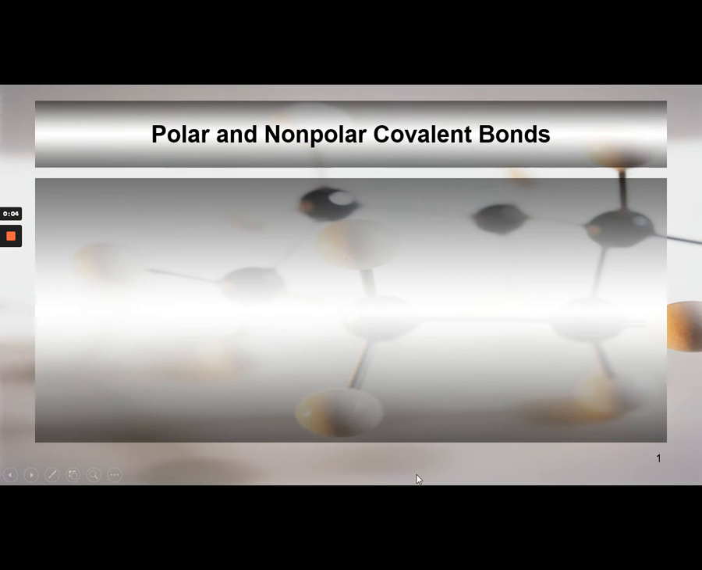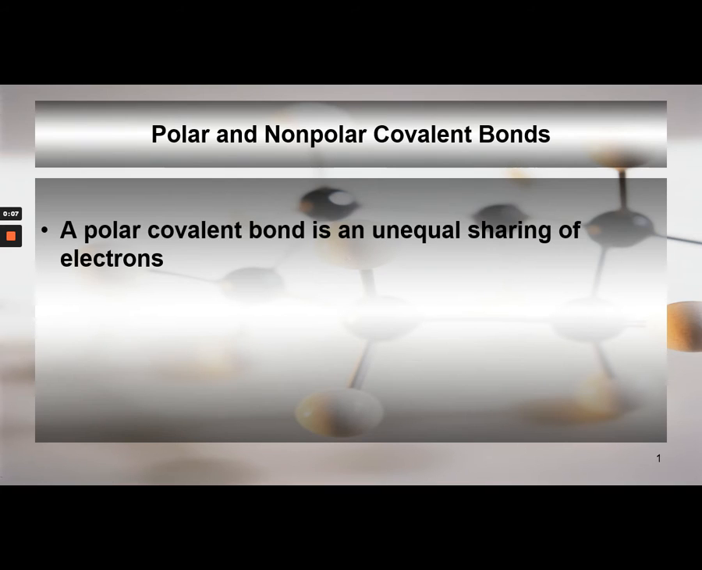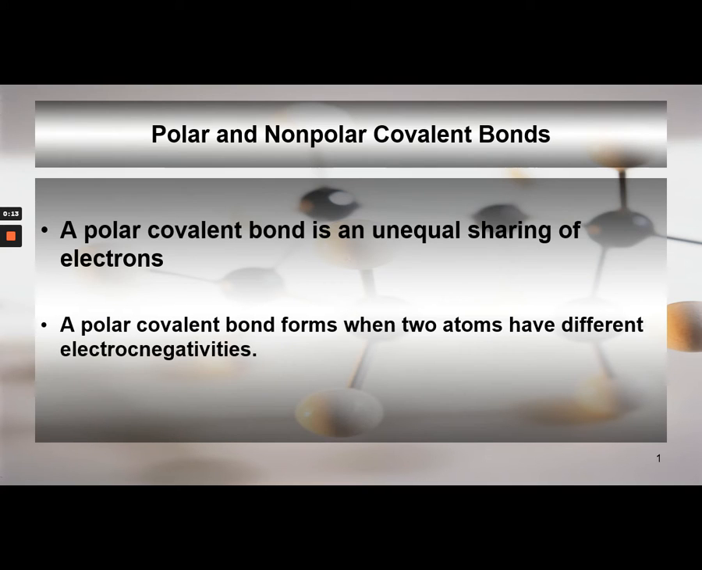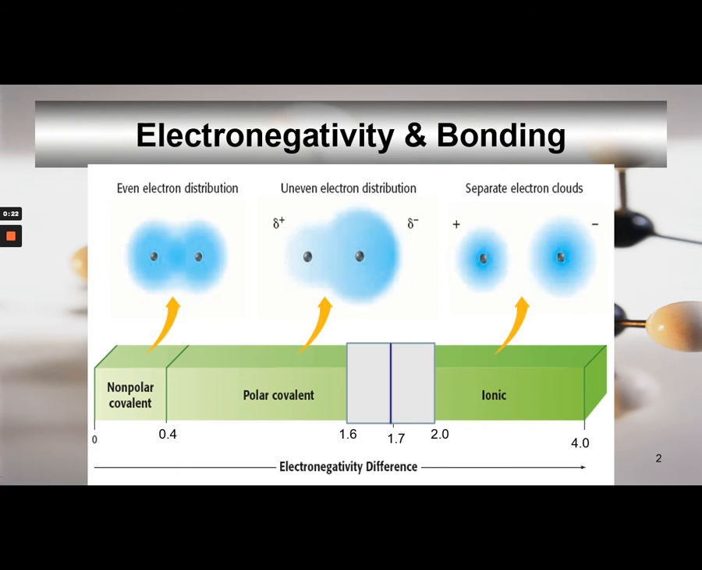and nonpolar compounds. So a polar covalent bond forms when there's an unequal sharing of electrons. And this is when the two atoms that are sharing the pairs of electrons have different electronegativities. So on our scale, we're going to have nonpolar covalent from 0 to 0.4. And that's where there's an equal distribution of electrons in the overlapping orbital.